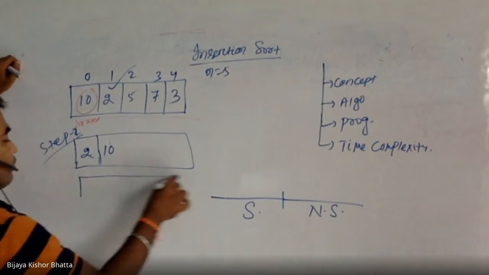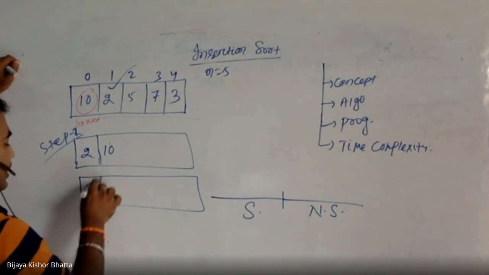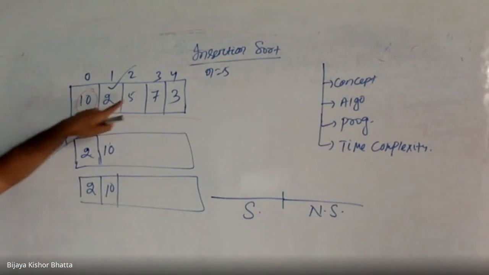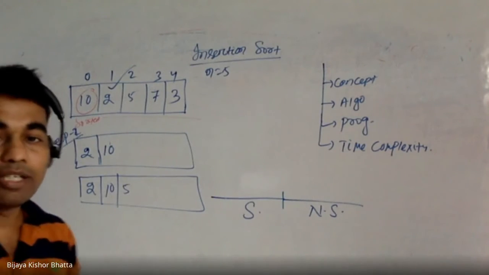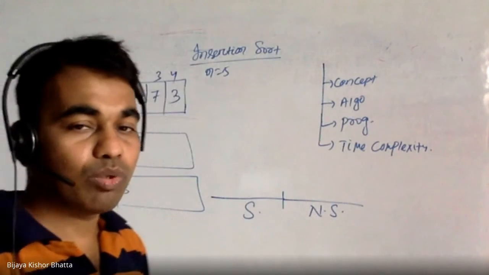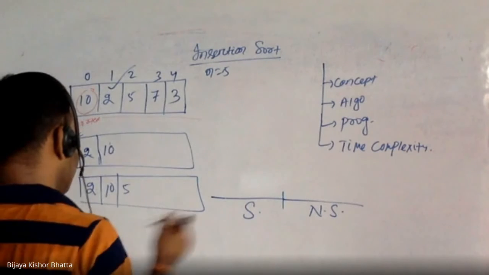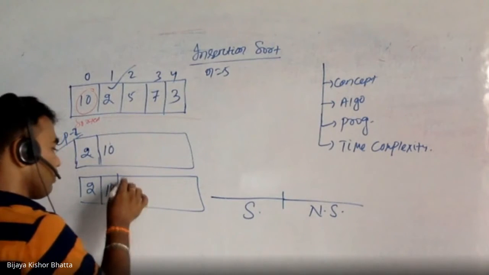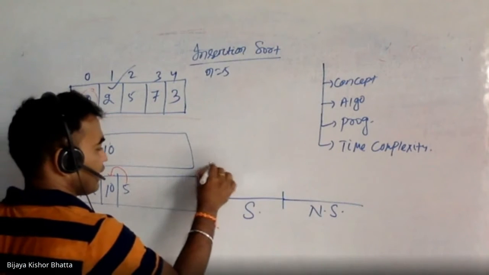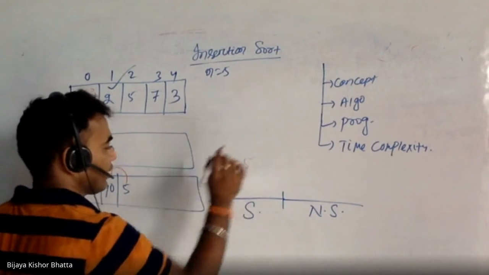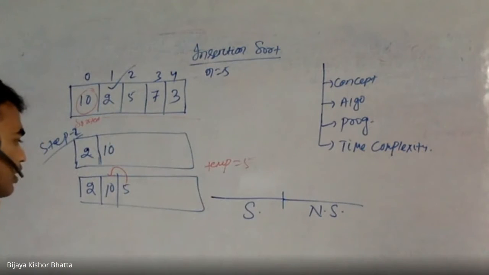Now what will you do? Now 2 is there, 10 is there. Now the next element 5 is coming. Whenever 5 is coming, what will you do actually? You will compare it with 10. First you will store this particular value in a variable. Suppose we store temp equal to 5. So in temp, you have stored this 5.